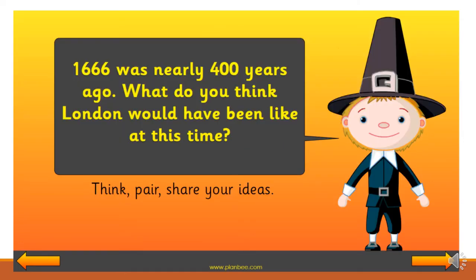So it was nearly 400 years ago when the Great Fire happened. So what do you think London would have been like at this time? So pause the video now and have a think about how different it would have been to life today. Right, did you think about transport, what transport would have been like, what houses would have been like? Would there have been electricity? Would there have been fridges and televisions? Would there have been mobile phones? What did people wear?